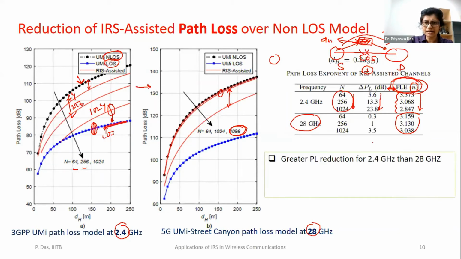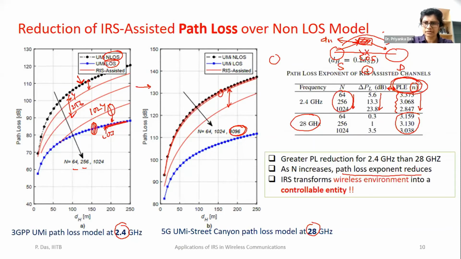So what can we summarize? That there is greater path loss reduction at 2.4 than at 28 gigahertz. As the number of IRS elements increases, the path loss exponent reduces. So will it not convert the wireless environment into a controllable entity? That's your breakthrough. You change your wireless environment rather than changing the base station or the user equipment. No one has thought about this. It's a very, very nice and excellent idea if you can implement it.